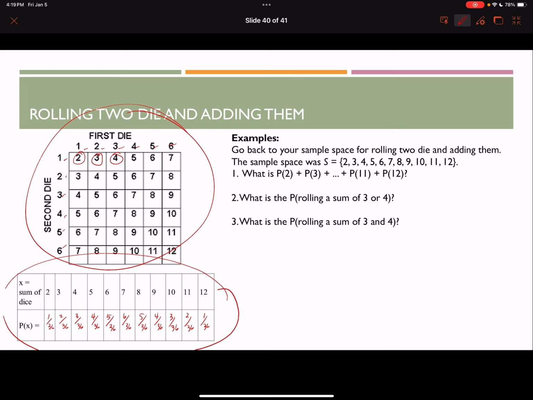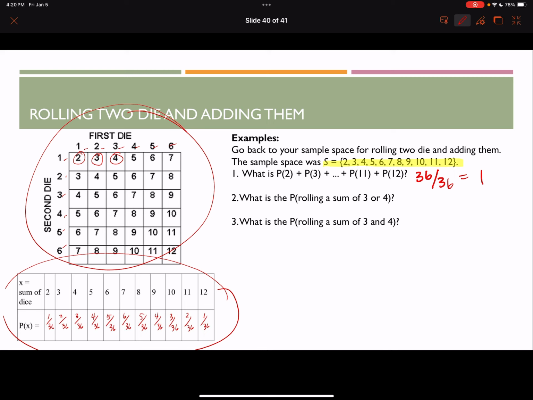If I look at this example, here's my sample space, all possible outcomes. What's the probability of rolling a 2 plus a 3 plus a 4 plus a 5, and so on, because that means add them all up all the way till 12, right? Add these together. 1 out of 36 plus 2 out of 36, 3 out of 36, 4. They all add up to 36 out of 36, or in other words, 1. And remember, that was one of our probability model rules.